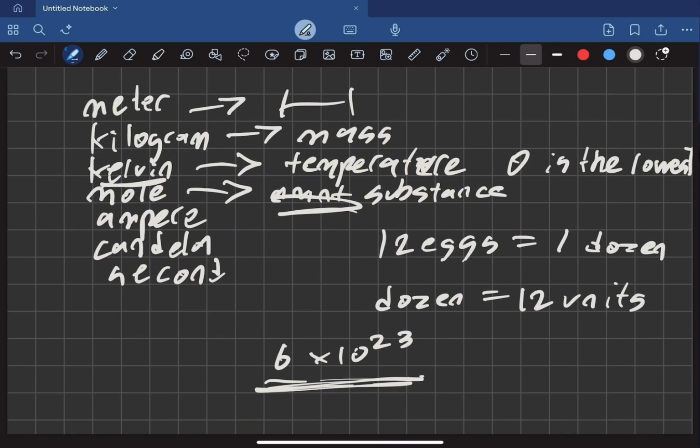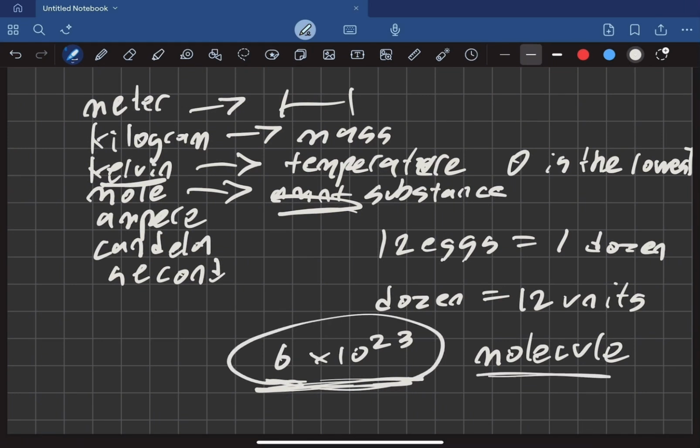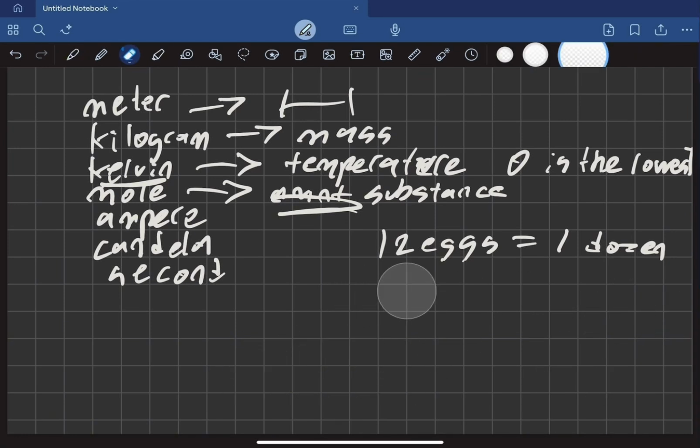But usually you'll see a mole of a molecule. So if you have a mole of water, 1 mole of water, you have 6 times 10 to the 23rd molecules of water. That's what you're saying. 6 times 10 to the 23rd discrete units of that thing.